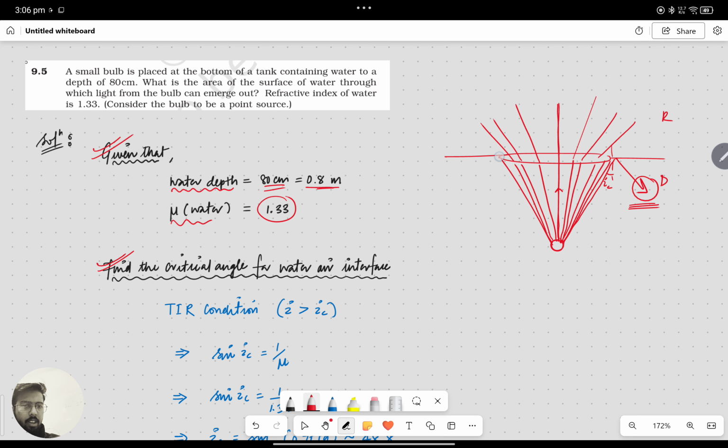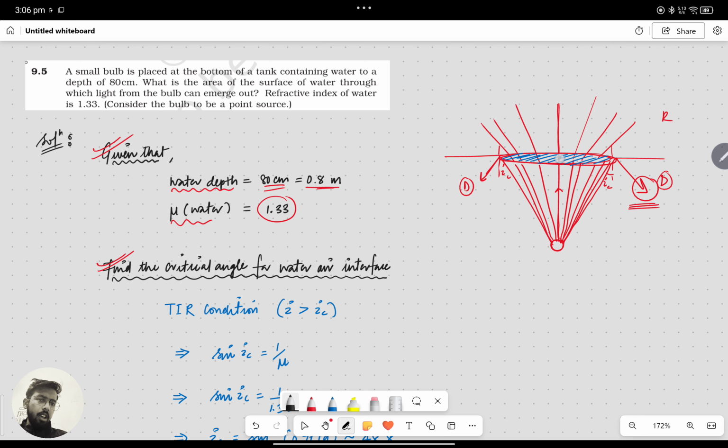And after passing the critical angle, the light will bend again and bounce back in the denser medium, right? So here in this case it is water. So you can only see the light coming out in this particular circular area, okay? And that is the concept that is used here.